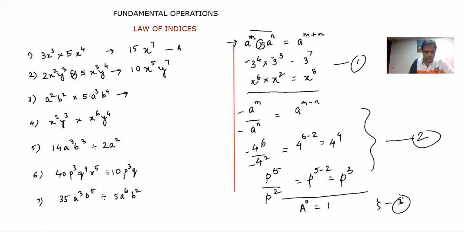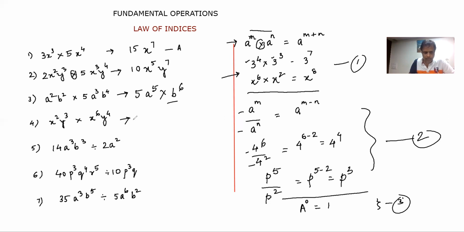Next one, 5 into 1, 5. a square, a cube, a to the power 5, into b square, b 4, b to the power 2 plus 4, which is 6. All we are doing is multiplication of the number which has got the different powers.